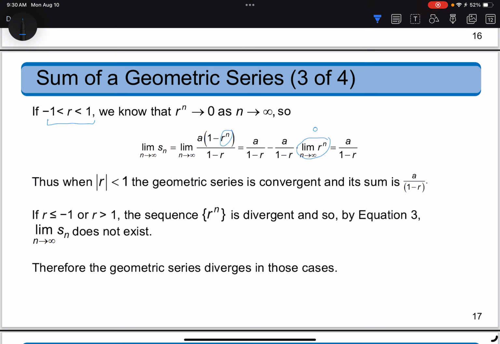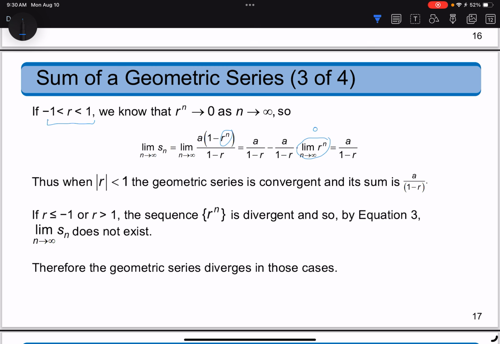So thus, when the absolute value of r is less than 1, the geometric series is convergent and its sum becomes a over 1 minus r. If r is less than or equal to negative 1 or r greater than 1, the sequence r raised to n is divergent, and so equation 3, s sub n, does not exist.